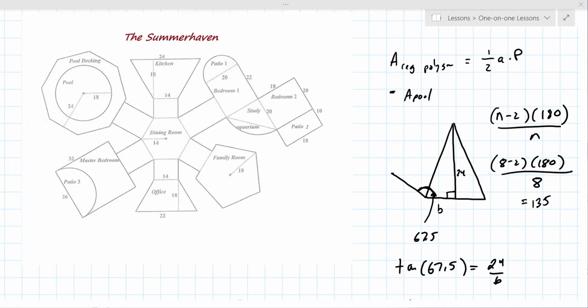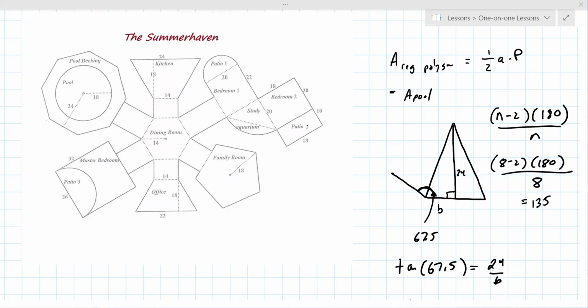So both of these in the pool actually go on the pool deck. I'm not sure any work is needed for the pool. It's just a circle. So let's do patio number 3. Okay, so the master bedroom. Okay, so we do maybe need some work there. Do you know if you're supposed to show it for all of them? Yeah, I think so. Okay, so for the pool it's just pi r squared.